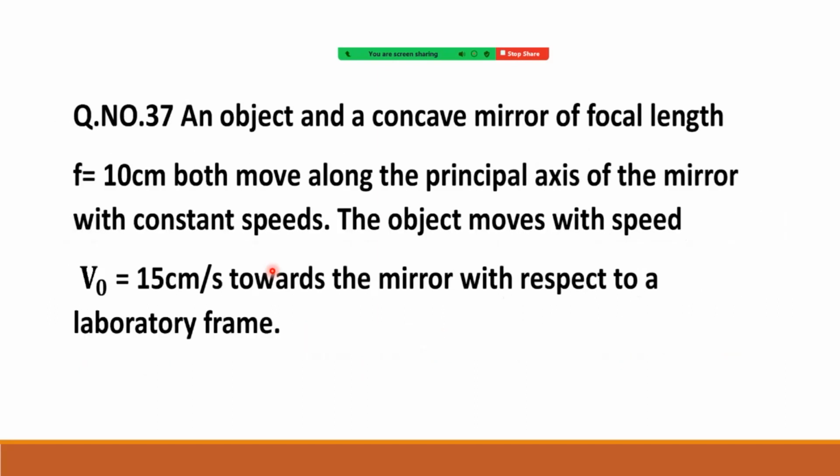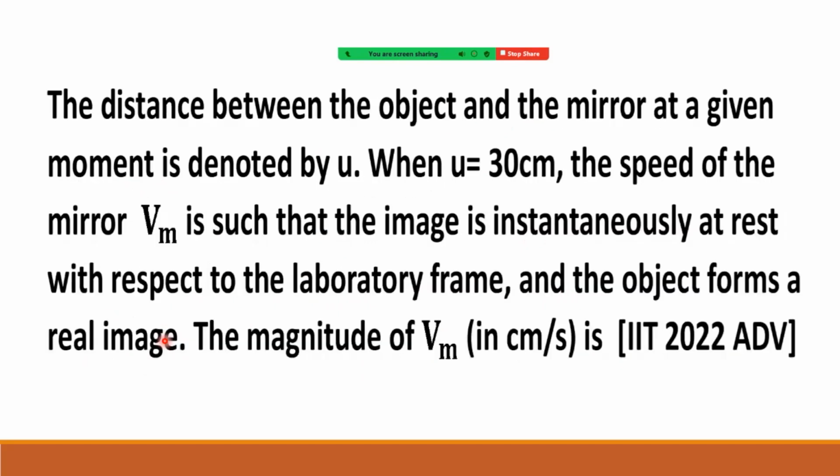Let us see once the values given. Concave mirror, focal length 10 centimeter, object speed 15 centimeter per second towards the mirror, with respect to ground frame. So when the distance is 30, the speed of the mirror is such that the image is instantaneously at rest. So we have to find what is the magnitude of velocity of the mirror, right?